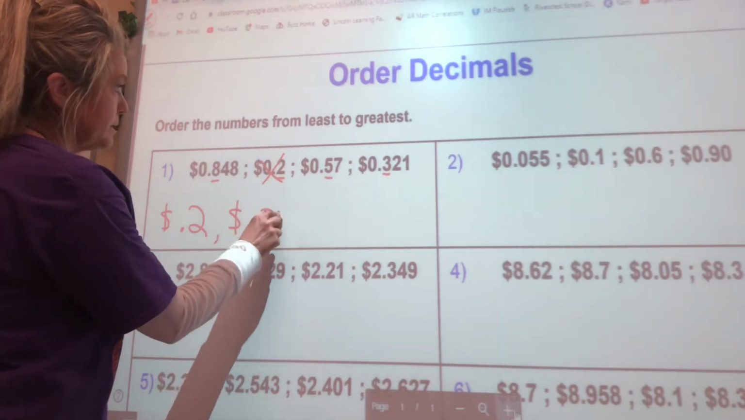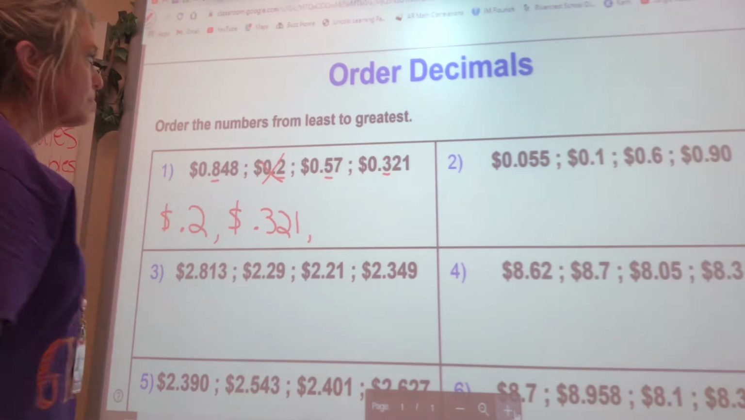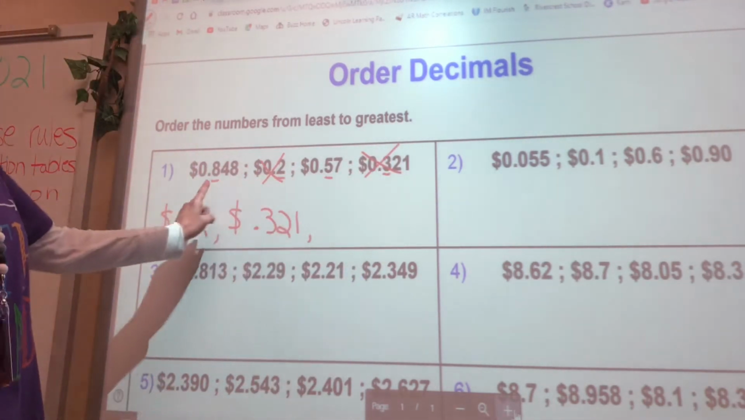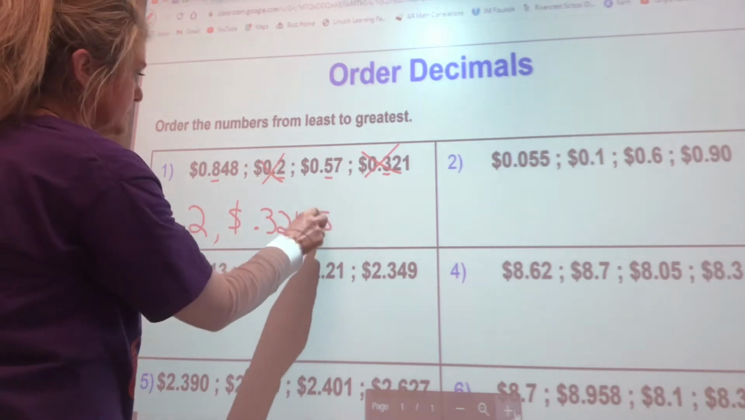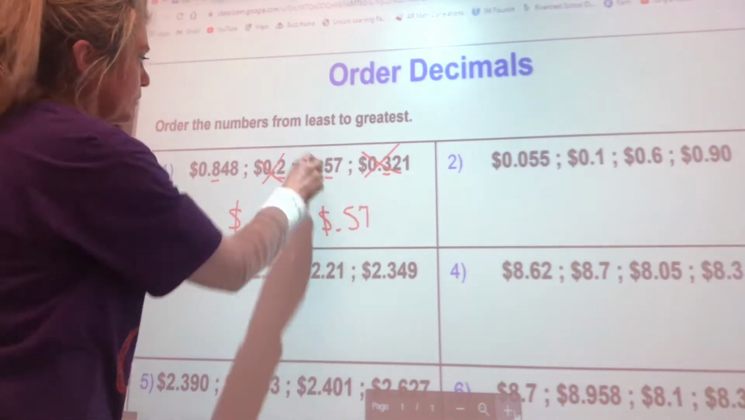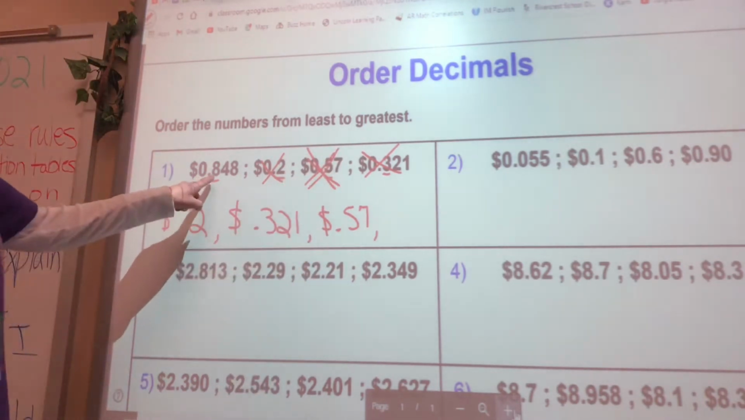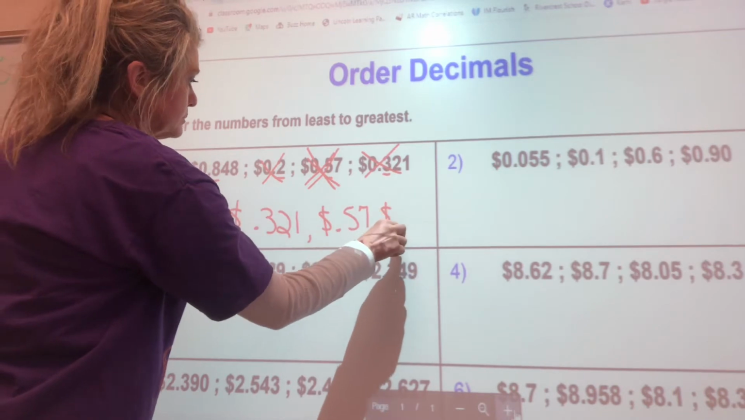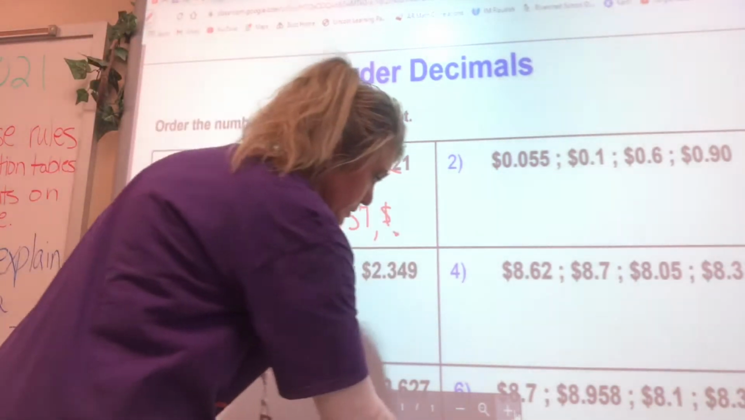So 0.321. 5, I've gotten rid of him. Now I have a 5 and an 8 in the 10th place, so he would be next. And finally, our largest one. My pen's not wanting to write. Let's see what's going on here.